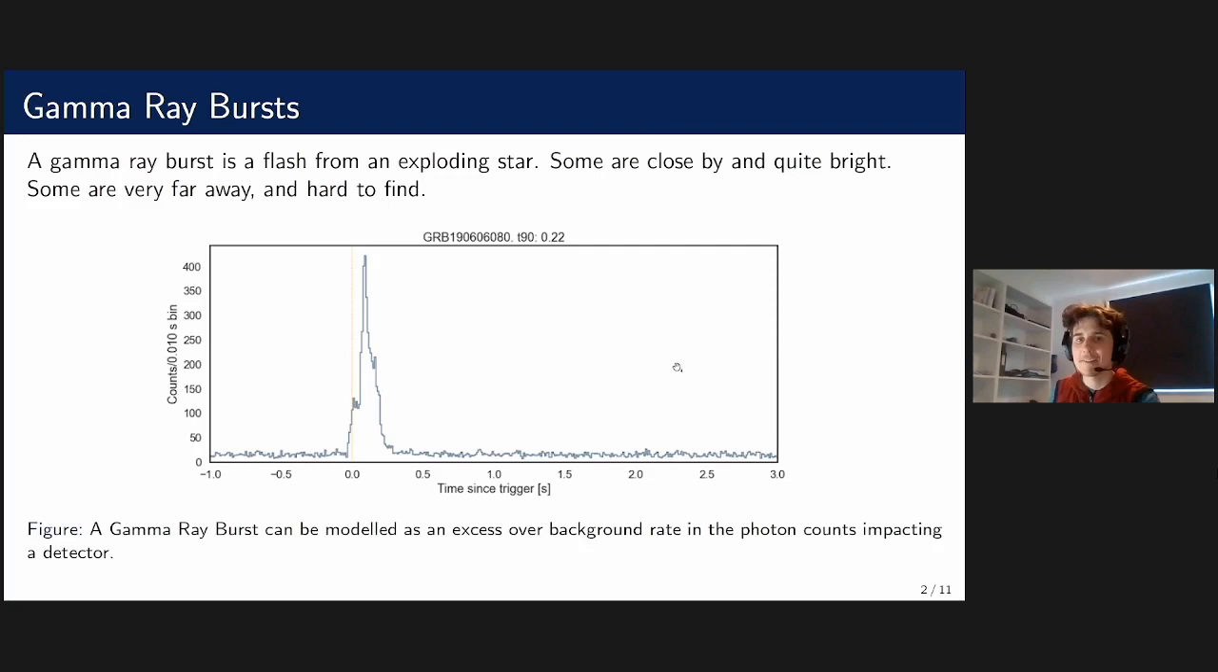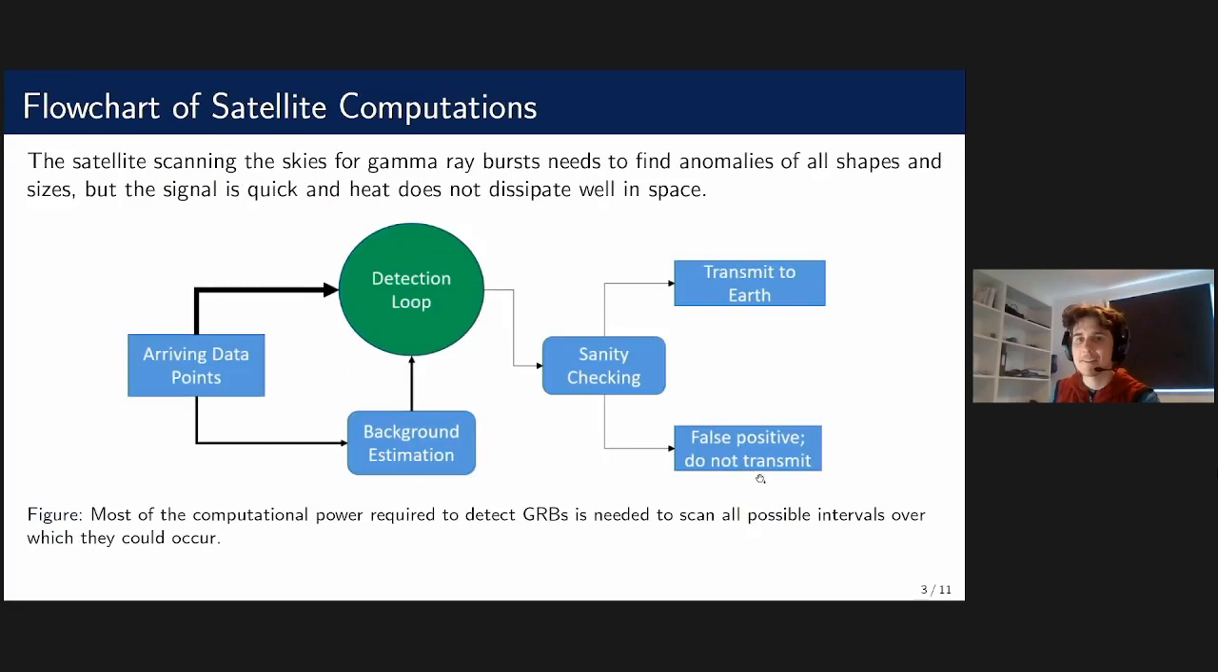And I want to draw your attention to this graph, which is just giving you a good idea of the scale. Each little count here is a number of photons arriving in 1/100th of a second. And so here we have a bright gamma ray burst. You can see it quite easily picks out as an anomaly, but finding the dim ones is a lot harder, especially because heat doesn't dissipate very well in space.